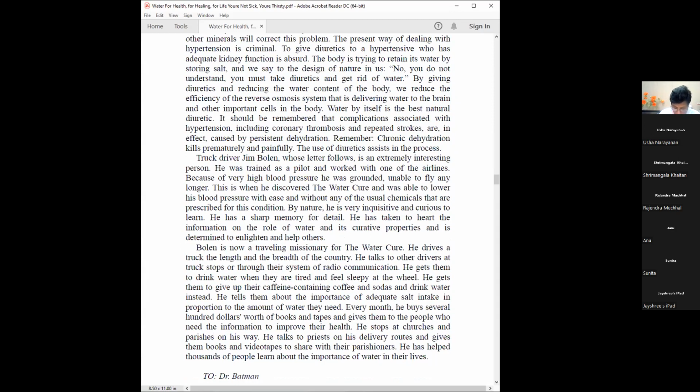Bolan is now a traveling missionary for the water cure. He drives a truck the length and breadth of the country. He talks to other drivers at truck stops or through their system of road radio communication. He gets them to drink water when they are tired and feel sleepy at the wheel. He gets them to give up their caffeine-containing coffee and sodas and drink water instead. He tells them about the importance of adequate salt intake in proportion to the amount of water they need.